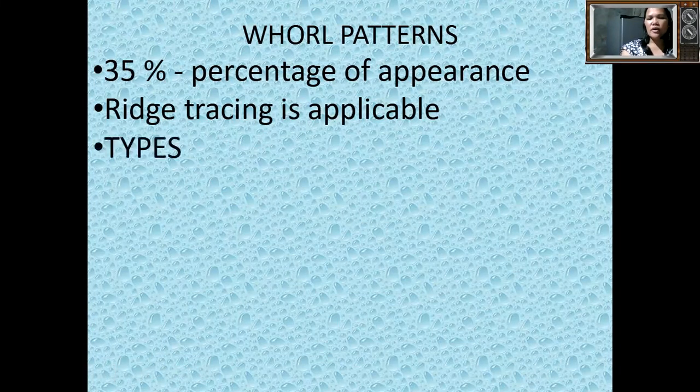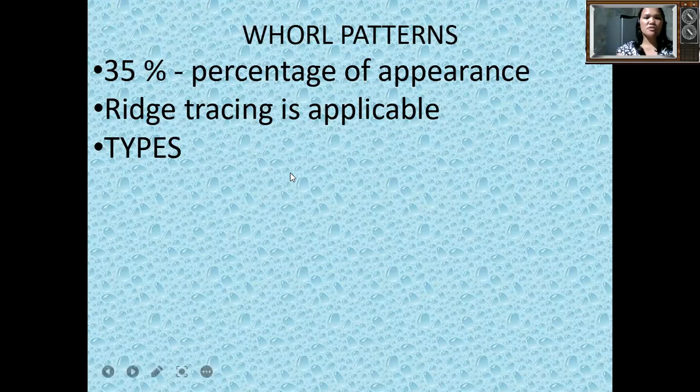Why is it that ridge tracing is applicable and not ridge counting? Because it is in this pattern wherein we could locate two delta formations, the left delta and the right delta. In ridge tracing, you have to trace from the left going to the right delta, and there are three types of ridge tracing: I, which refers to inner tracing, M, meeting tracing, and O, outer tracing.